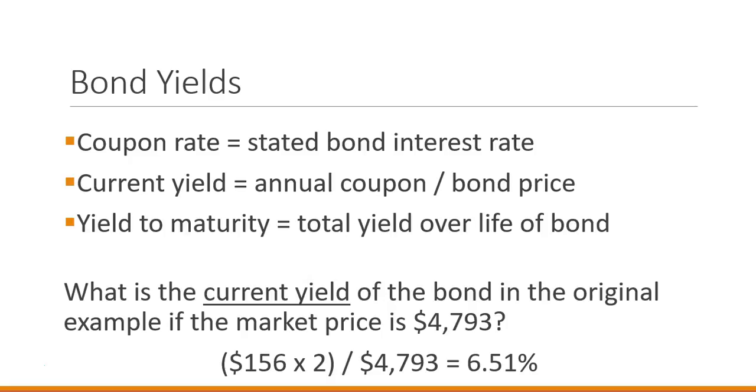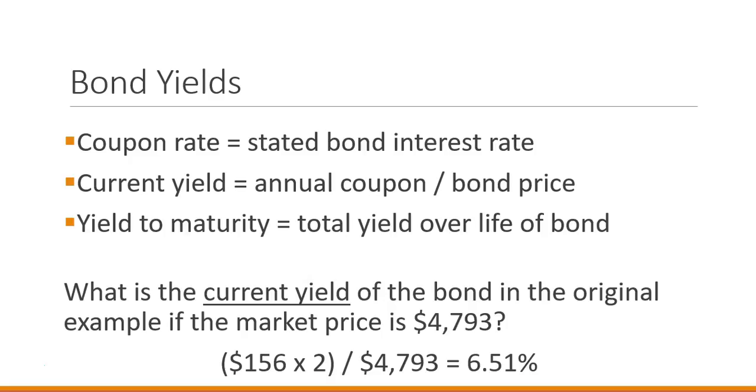Coupon rate is the interest rate that's stated on the bond. This is the percentage of the face amount the bondholder receives on an annual basis. The current yield is calculated as the annual coupon divided by the bond price.